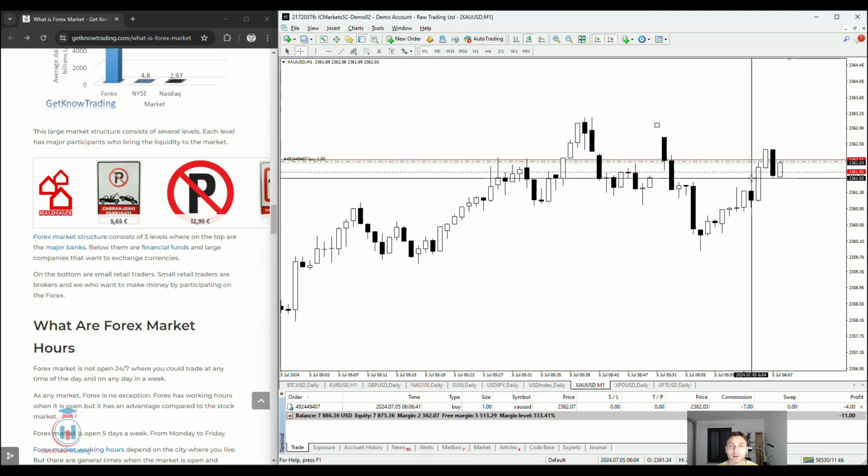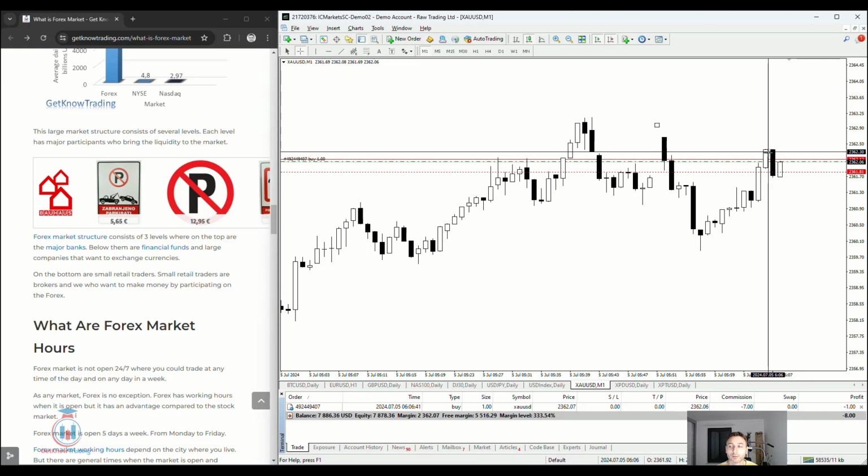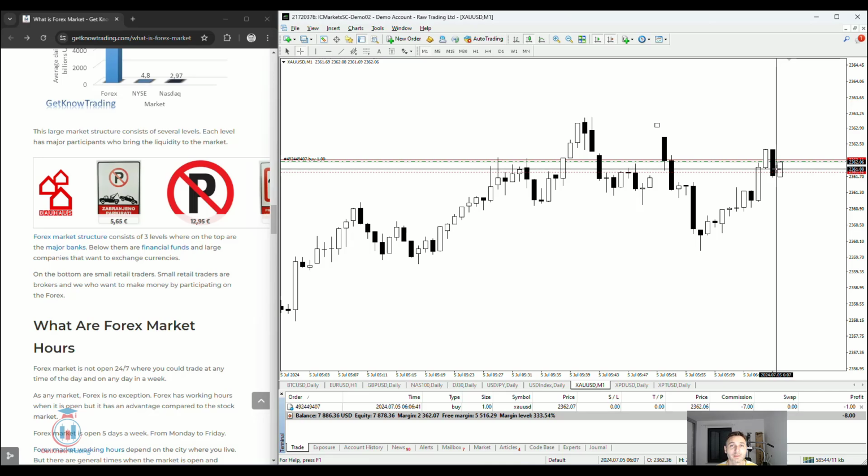Then there we are, the small retail traders that are also trading on the market, but we are a very small amount of people and traders, and also a very small amount of money.